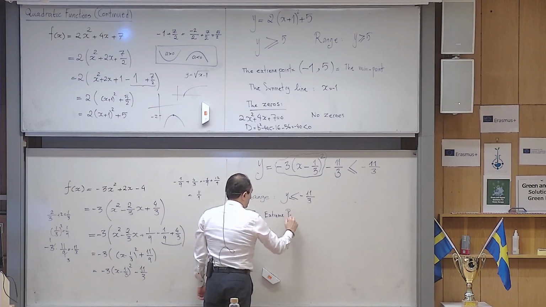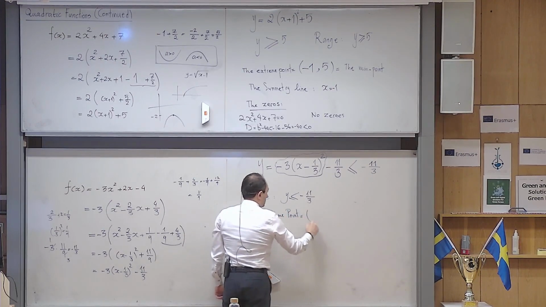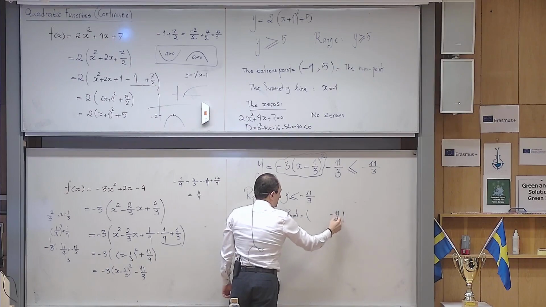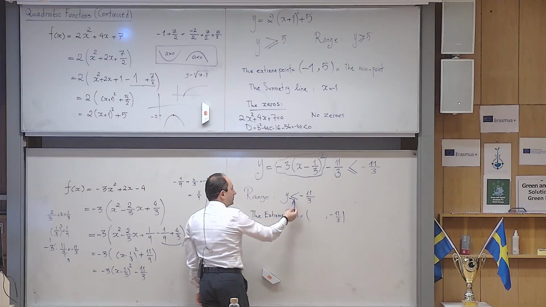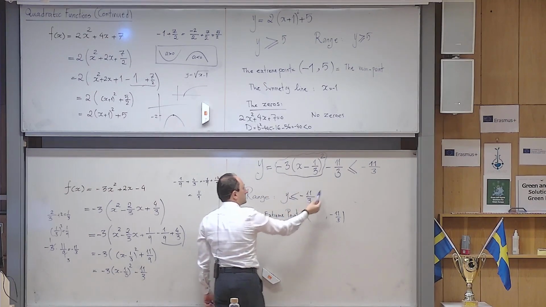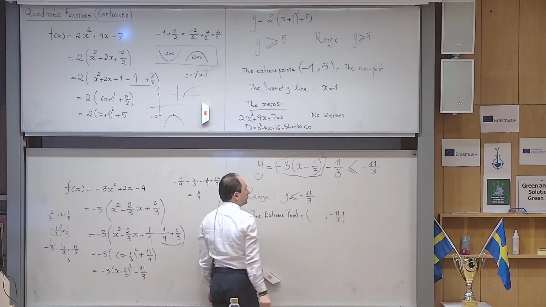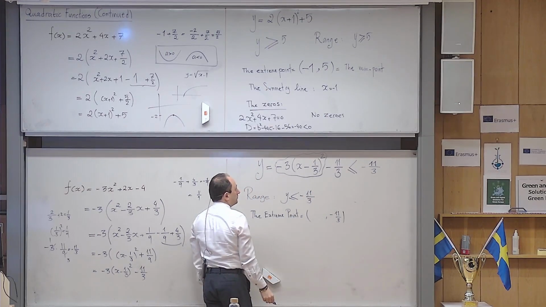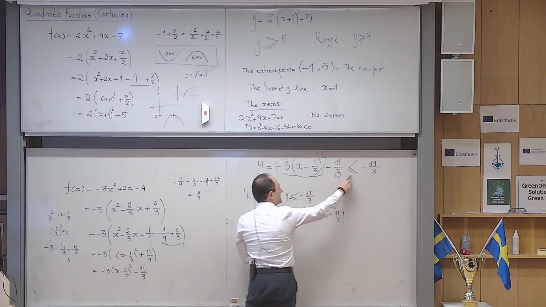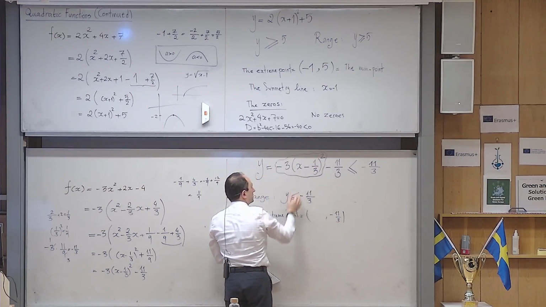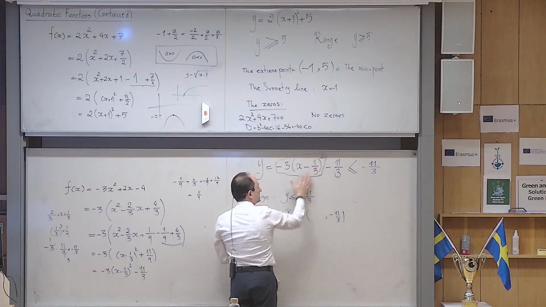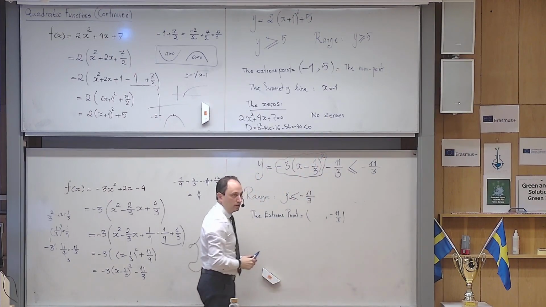What is the extreme point? This y value is here, and then I need to see which value causes this. I mean, what x causes y to be exactly this number? Which x will give me that? If I want to have exactly equality, I have to be able to get rid of this. There is only one way to get rid of this, and that is choosing x to be a third.